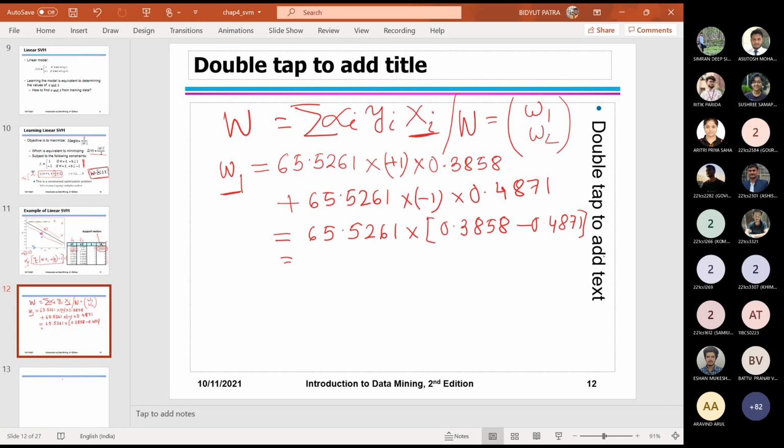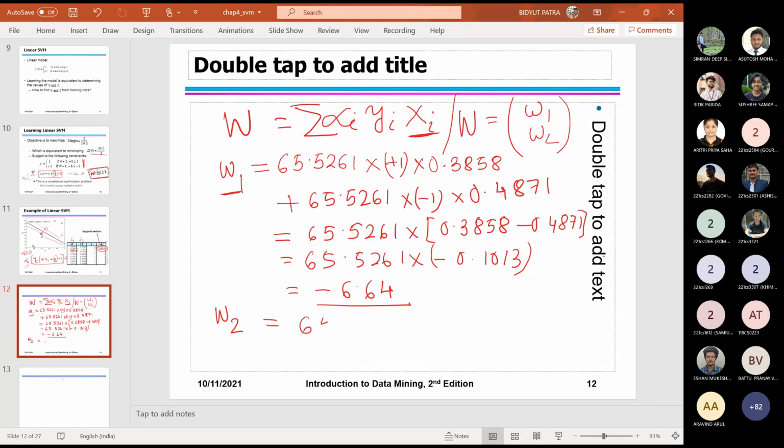Minus 6.638. Yes, sir. So this is 65.5261 into minus 0.1013, right? So this is coming minus 6.65. 38. So 6.64. Okay. So similarly, we have to compute W2.